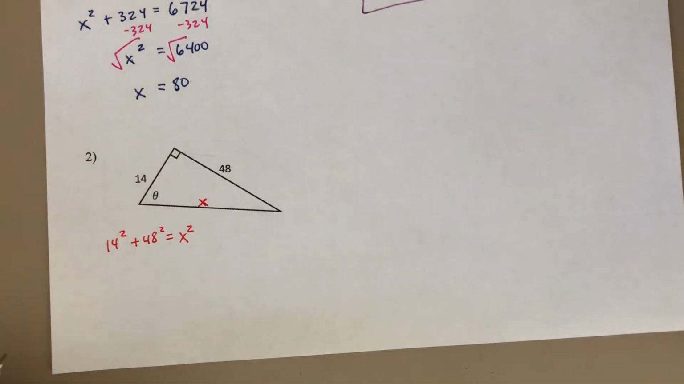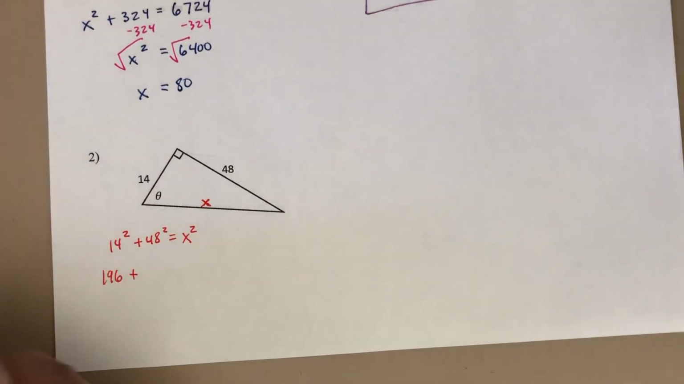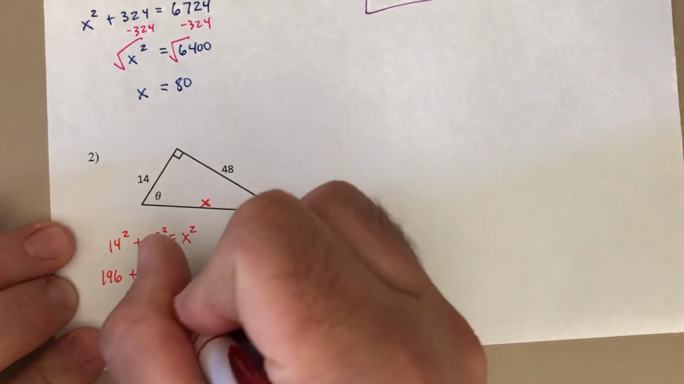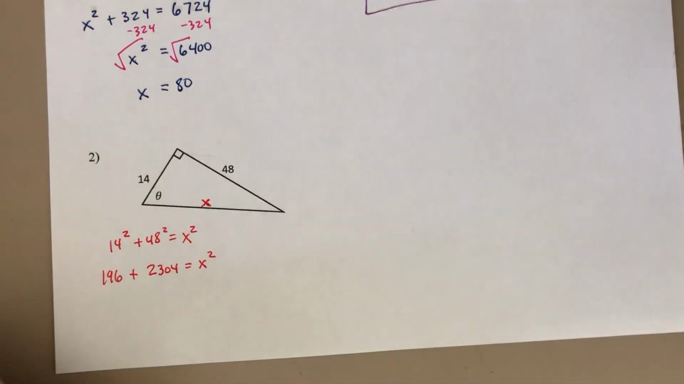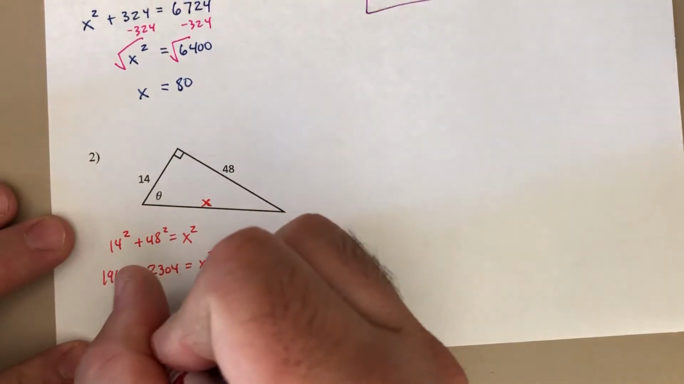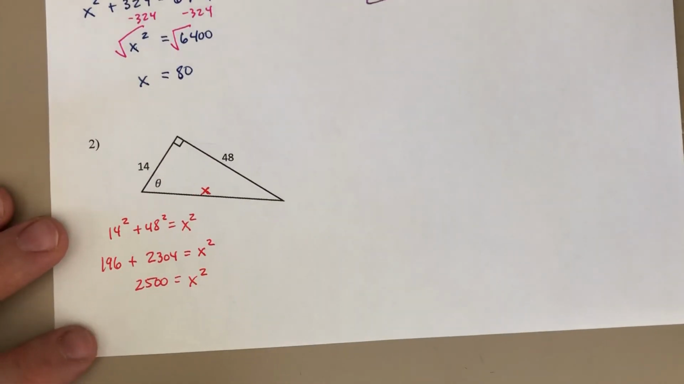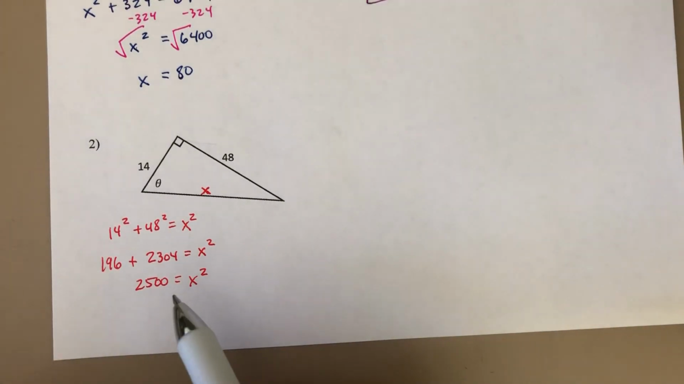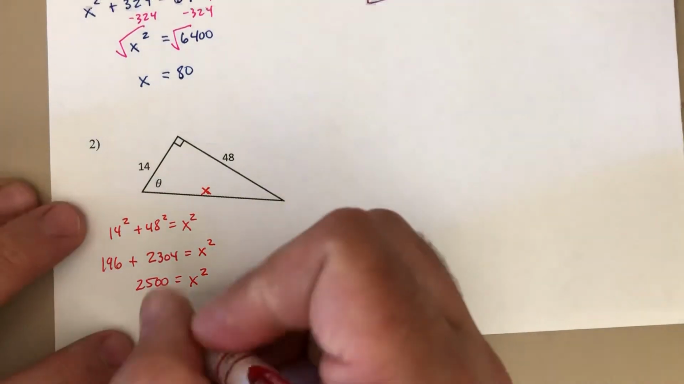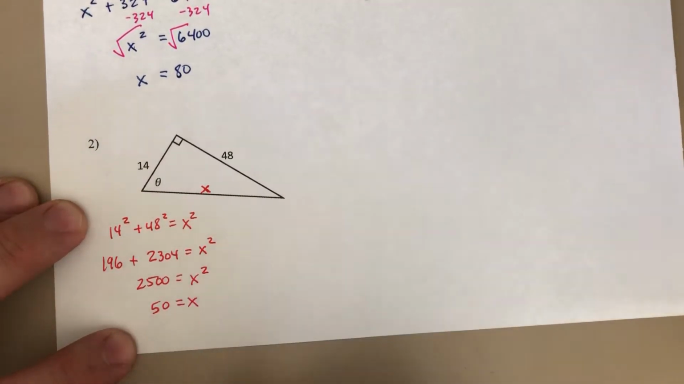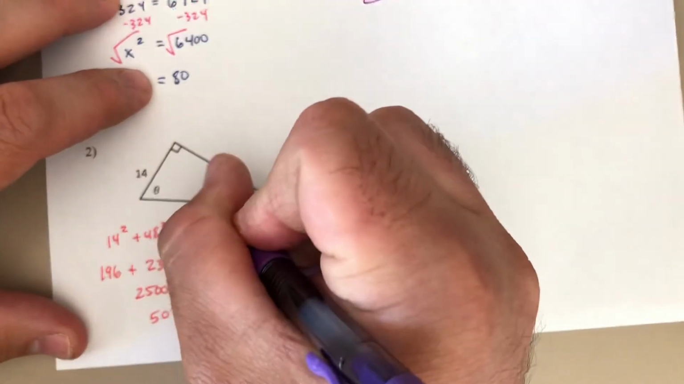Okay, square those out. 14 squared, 196. 48 squared, 2304. Now go ahead and add those, following order of operations. That's 2500. And again, once we're at this point, we need to square root. The square root of 2500 is 50. So we now know that this length is 50.